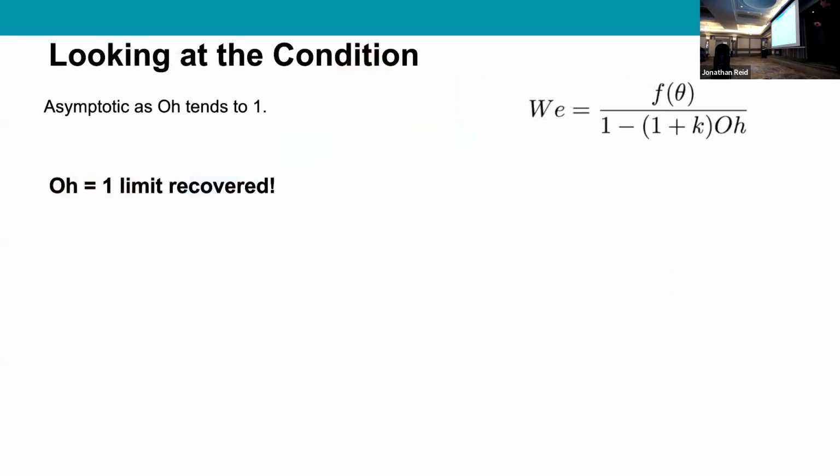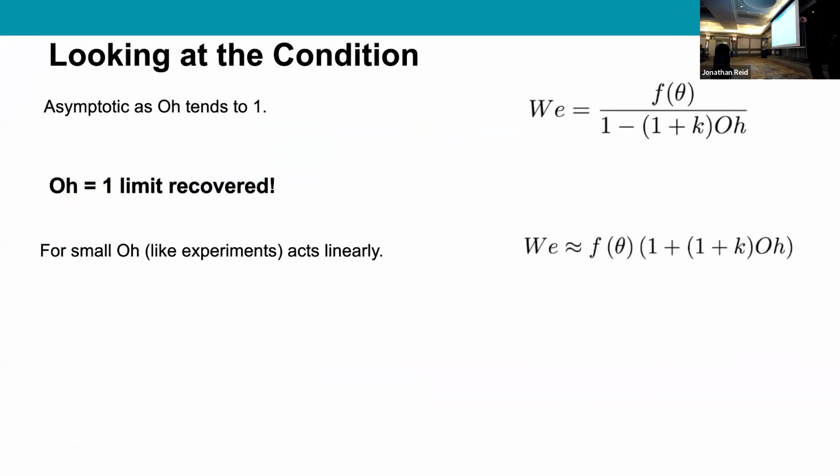What we can see is that this acts asymptotically as Ohnesorge tends to 1. So we still have our limit from the non-wetting surface that it can't be too viscous. I.e., it doesn't matter how fast you hit the surface, once you're past this limit, you will never bounce. If you do a small expansion for a small Ohnesorge number, you'll see this will act linearly, so it'll look like a straight line, just like we got in our experiments.